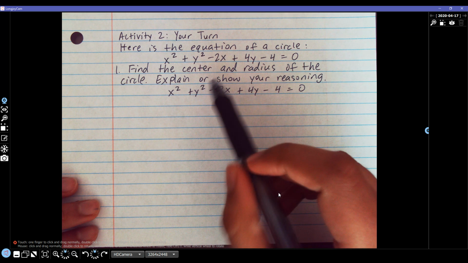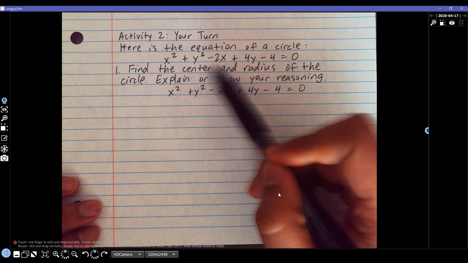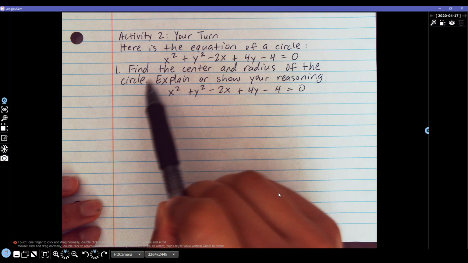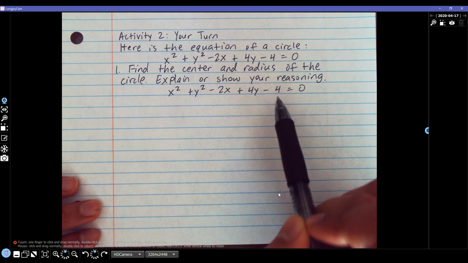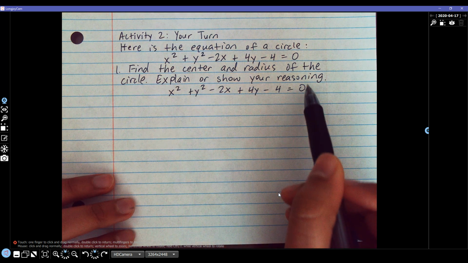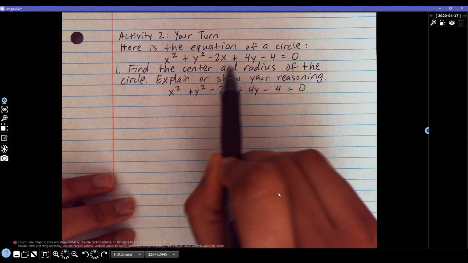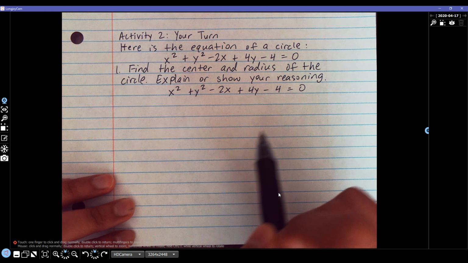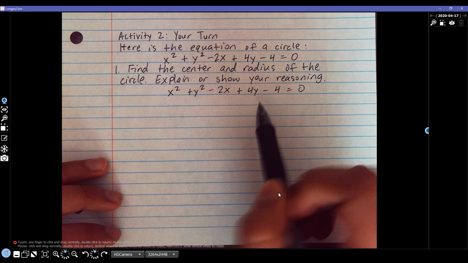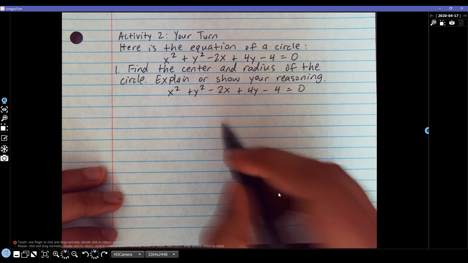So here is the equation of a circle, x squared plus y squared minus 2x plus 4y minus 4 equals 0. Find the radius and center of the circle. Explain or show your reasoning. So we're basically going to be rewriting this equation and then finding the center and radius of the circle. I encourage you to pause this video and try this out for yourself and then come back to check your work or use the video as support if you get stuck.